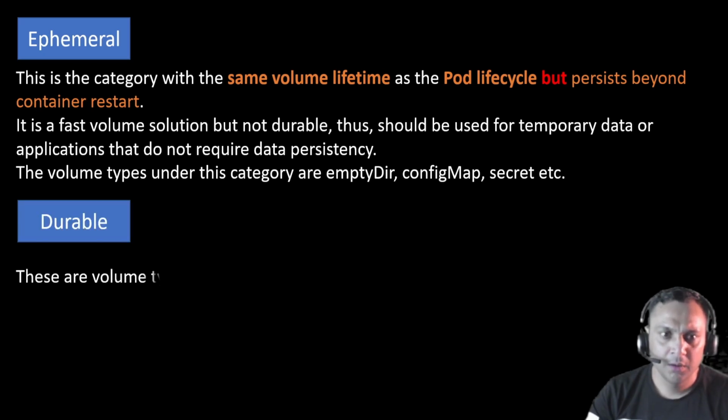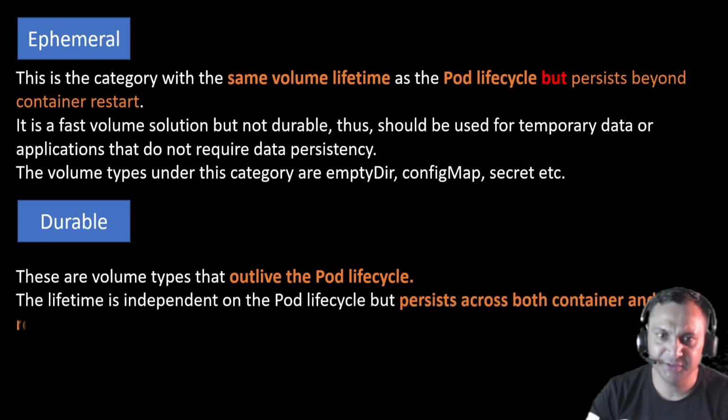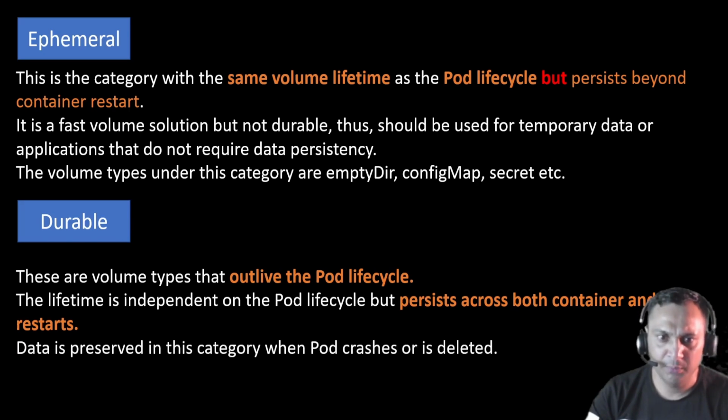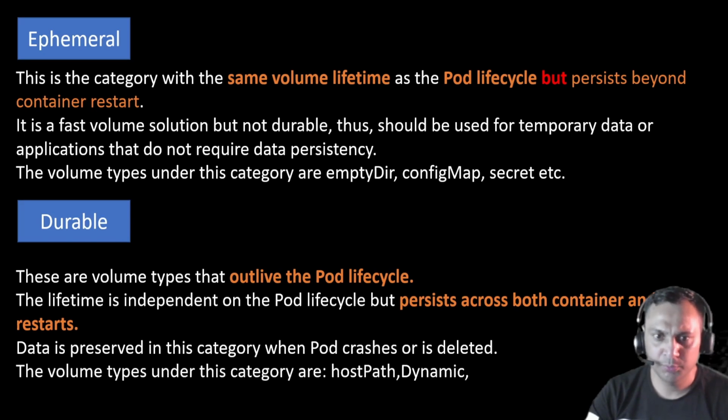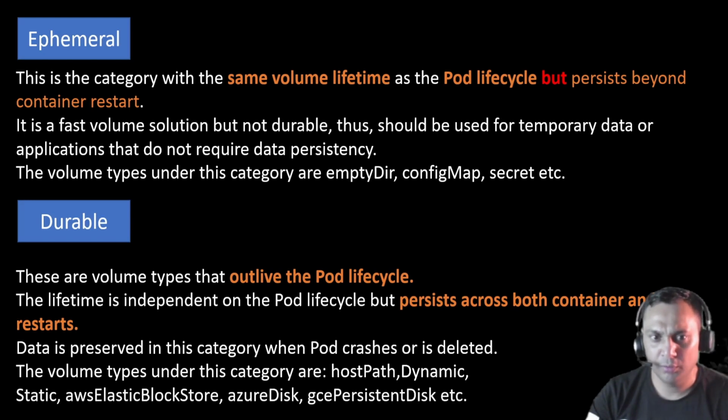Durable volumes outlive the pod lifecycle. It means if the pod goes down, we still have the data. The lifetime is independent of the pod lifecycle and persists across both container and pod restart. Data is preserved in this category when the pod crashes or is deleted. In the production environment, we always use durable volumes. The volume types under this category are host path, dynamic, static, AWS block storage, Azure Disk, GCE persistent disk, etc.